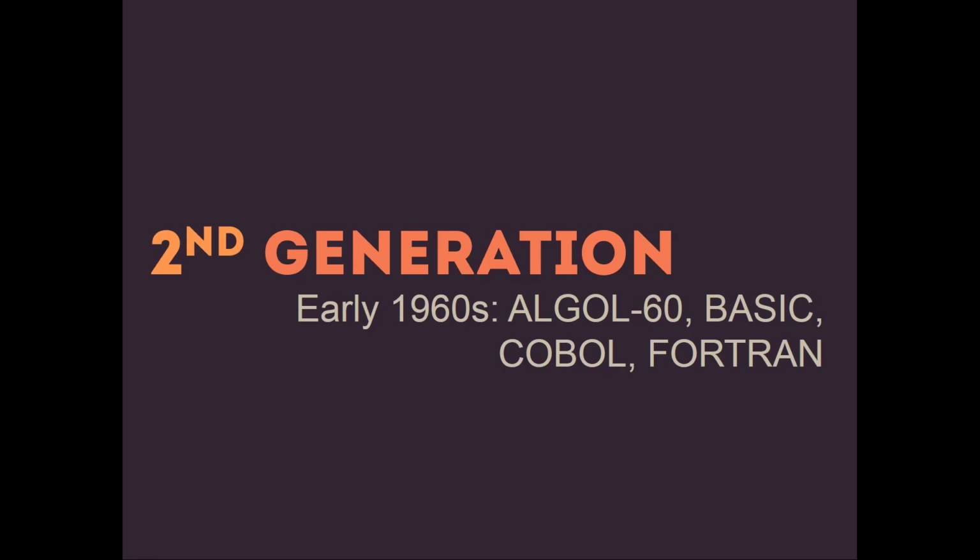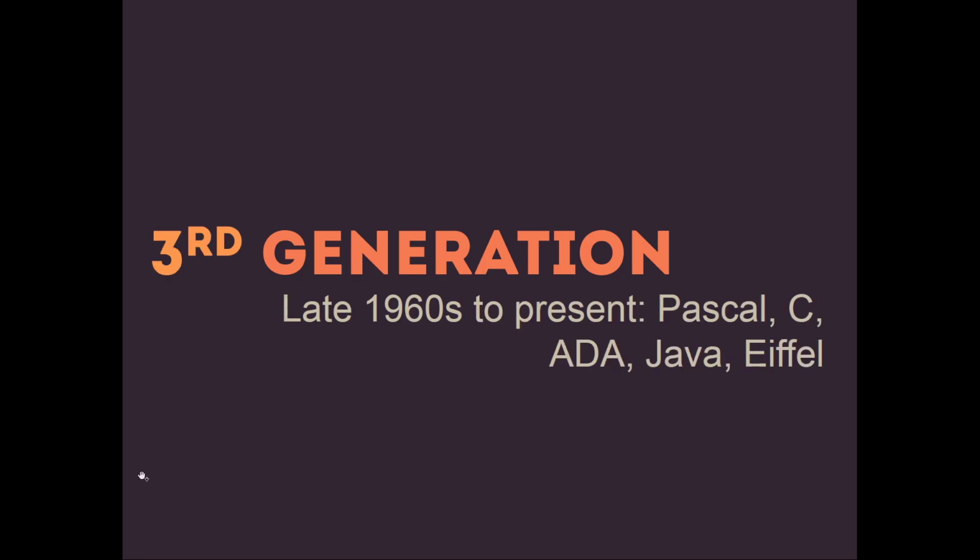The second generation languages, these were the first languages other than machine language and assembly. These were created in the early 1960s. Some examples are Algol 60, BASIC, COBOL, and Fortran. Third generation languages, these were from the late 1960s up to the present, which is a very large chunk of time. So these are what you call your modern programming languages. So Pascal, C, Ada, Java, and Eiffel are some examples.